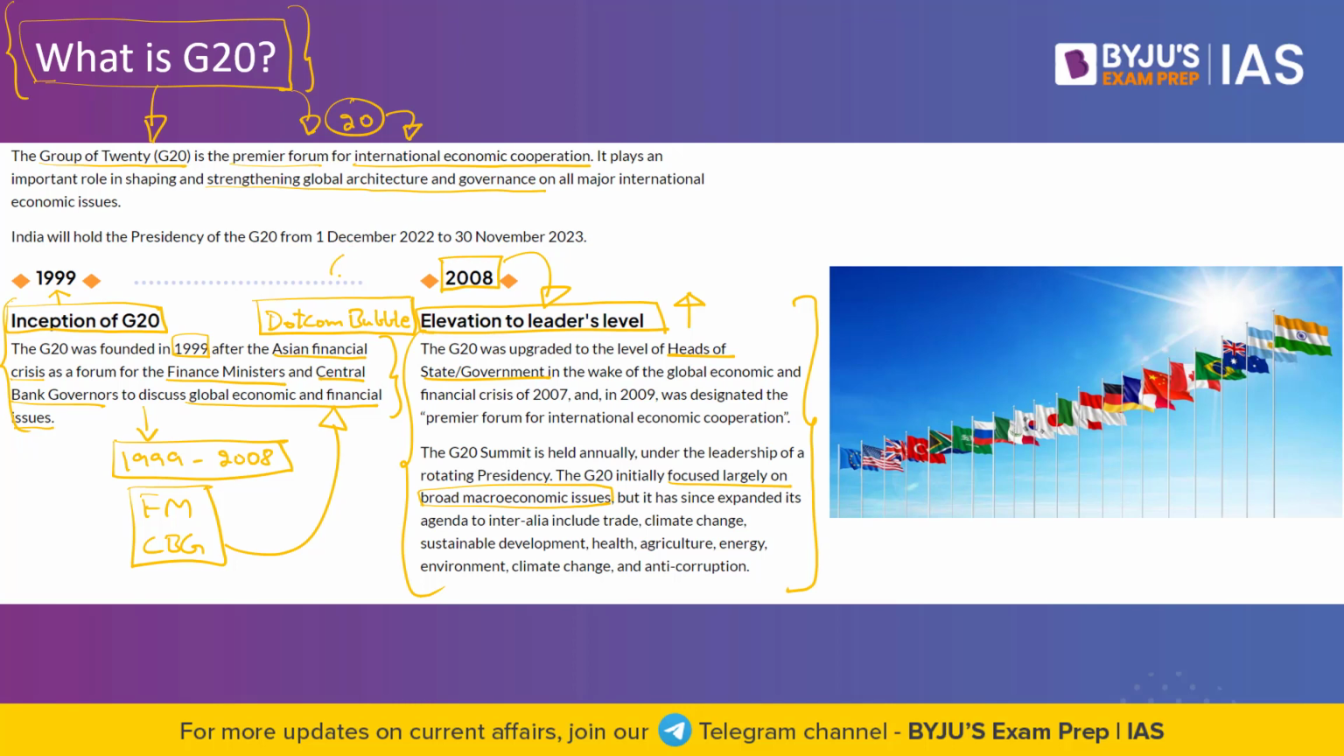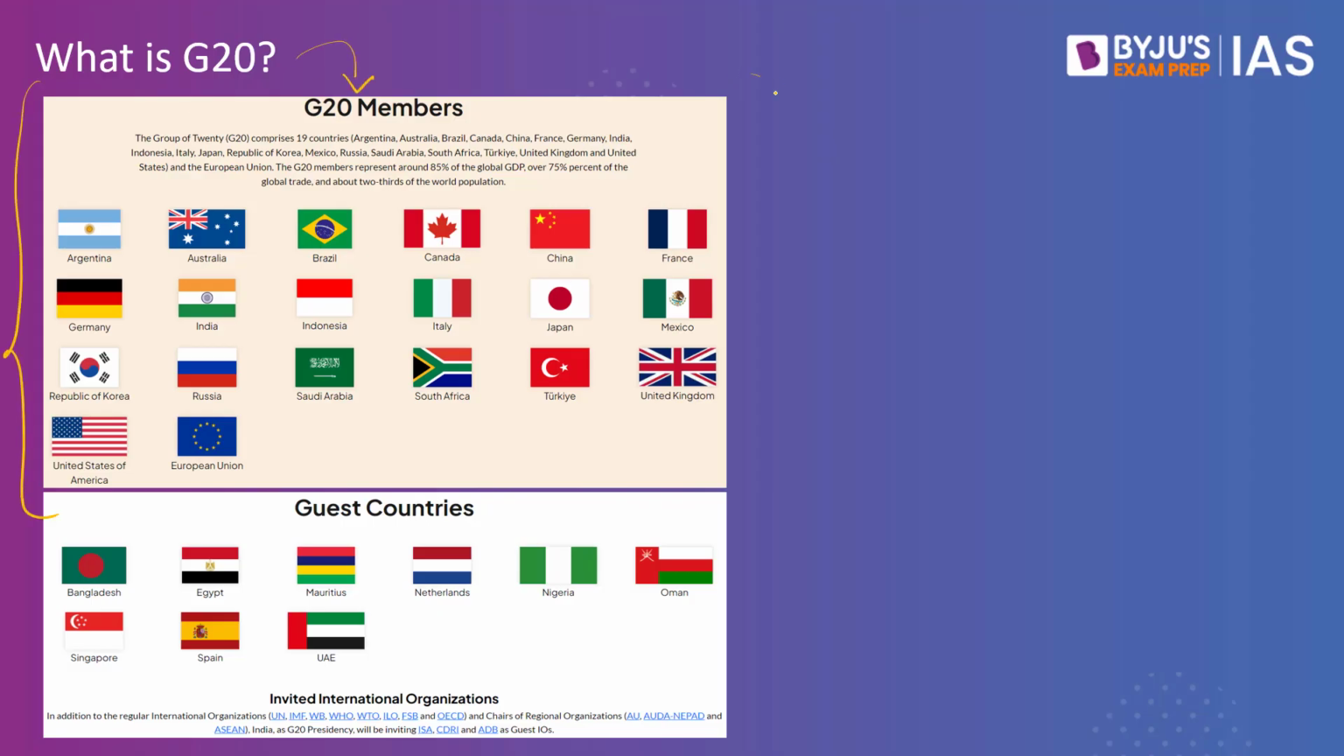Over the years, G20 has emerged as the top economic grouping of the world, and it not only looks at macroeconomic issues and global financial stability, but it has also diversified into the areas of trade, climate change, sustainable development, health, agriculture, energy security, environment, anti-corruption, etc. This group consists of 19 member countries plus the European Union, and collectively these members represent 85% of the global GDP, accounting for 75% of the global trade and more than 2/3 of the global population.